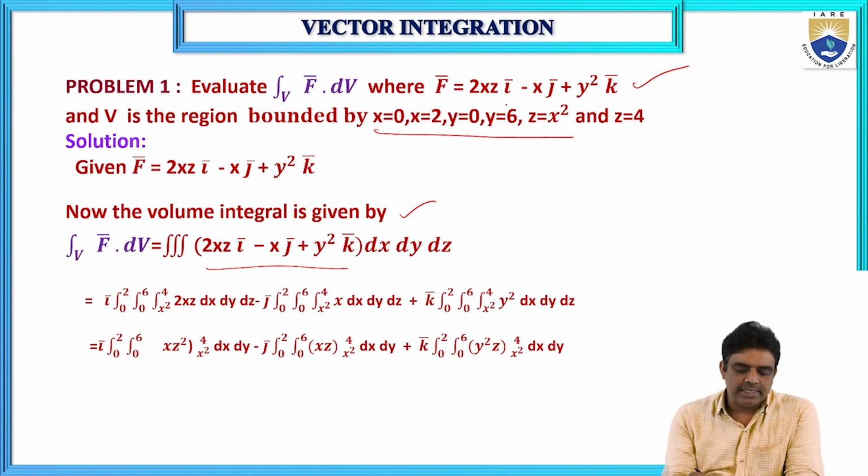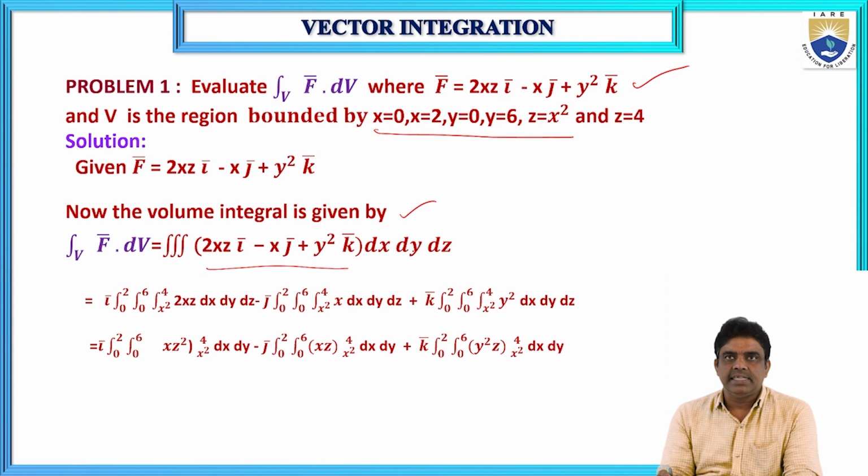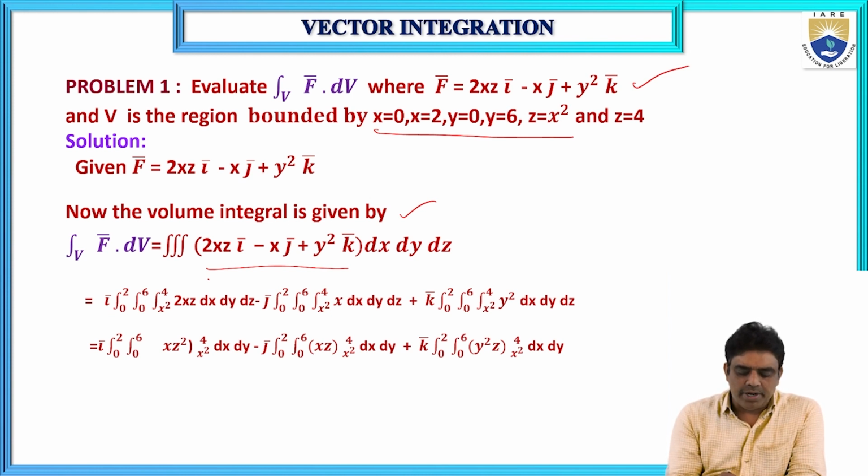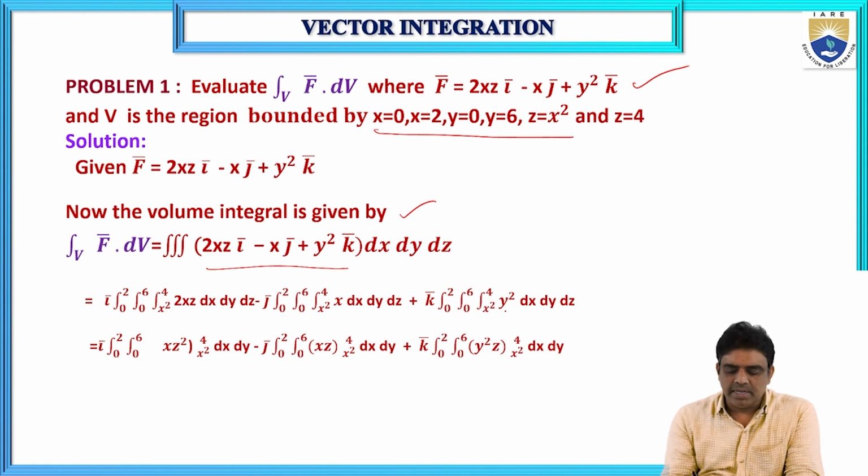F bar stays as it is, and dV can be split as dx dy dz, because volume is nothing but length into breadth into height. So this can be split as i bar into the triple integral of 2xz dx dy dz as the first term, minus j bar into the triple integral of x dx dy dz, plus k bar into the triple integral of y square dx dy dz.